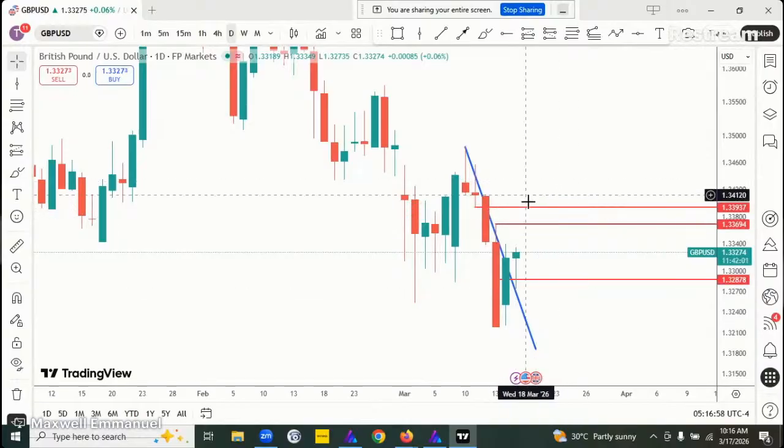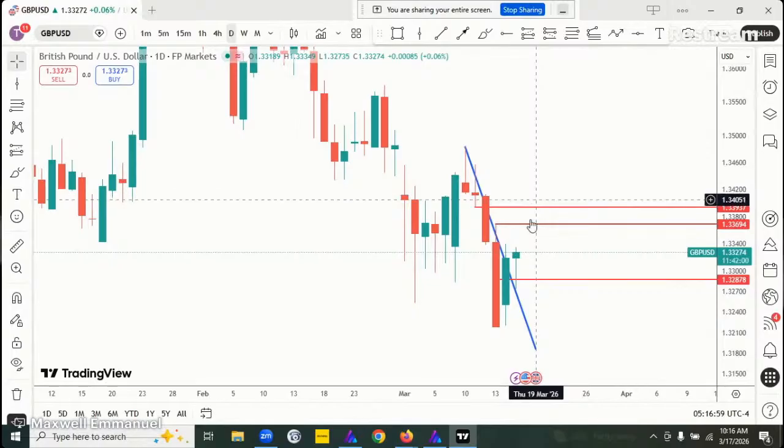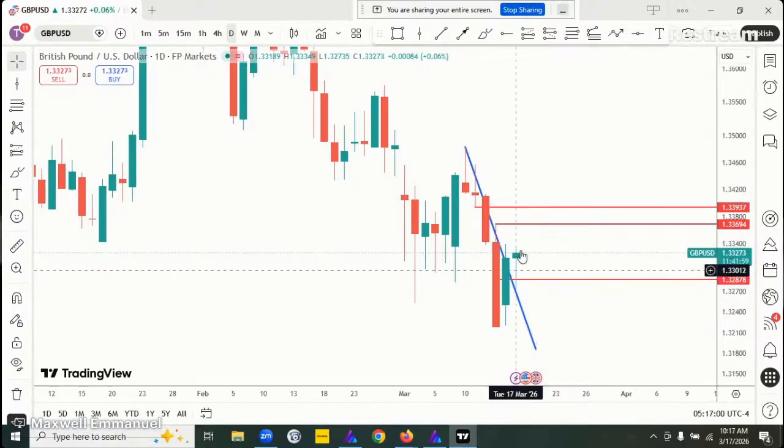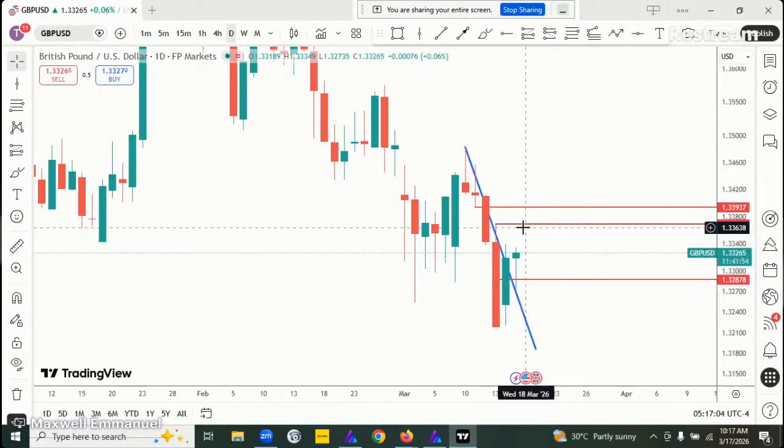So I'm patiently waiting for GBP USD. I took a buy yesterday, made so much profit on GBP USD. I'm out of GBP USD. So I'm waiting for a sell after price fills this fair value gap. Hopefully after FOMC. That is when I'll be looking for sales on GBP USD, Euro USD. I'll be looking for sales after FOMC news. So before FOMC, I'd love to see price pull back to this gap, then I'll go bearish.